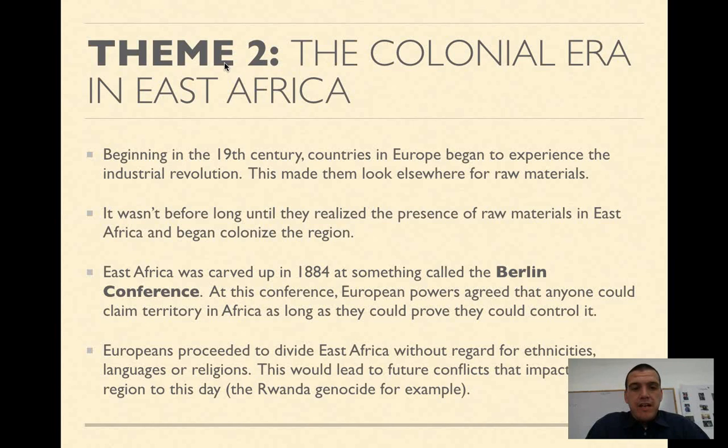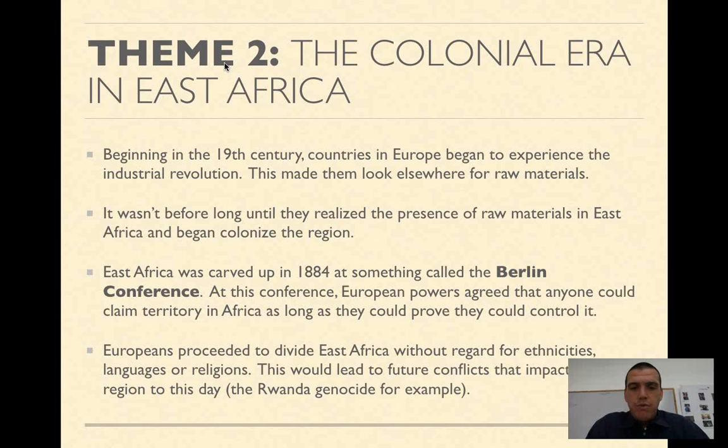And also what the Berlin Conference did is that it carved up the territory. It made lines, boundaries in lands that never knew boundaries before. So they divided East Africa without regard for ethnicity, language, or religion. So ethnic groups that traditionally didn't like each other were now bound territorially by these artificial boundaries drawn by the colonial powers. And as we will see, things like this would lead to future conflicts, and these conflicts continue to impact the region to this day.